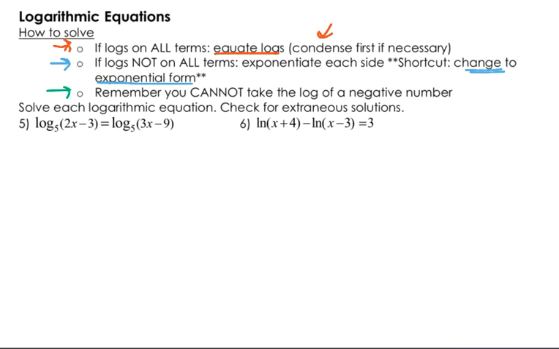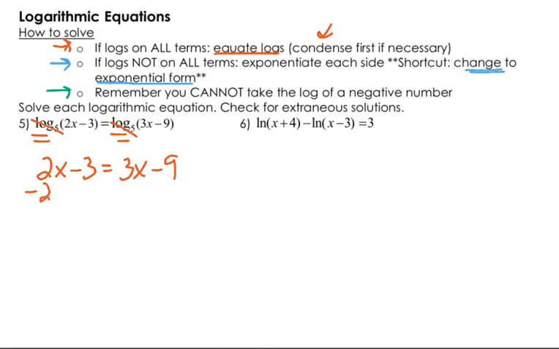If you look at this first one, I've got a log on the left and I've got a log on the right. I don't have anything other than that. Those log base 5s will just cancel out, because what we're trying to do is make everything equal, so all I need to know is the stuff after the logs has to be equal. So what does x have to be so that these are equal to each other?